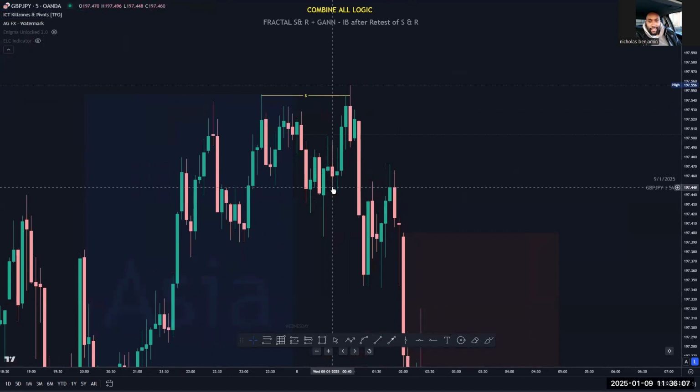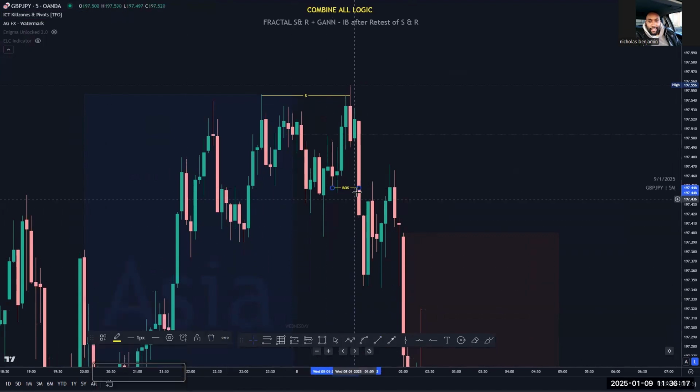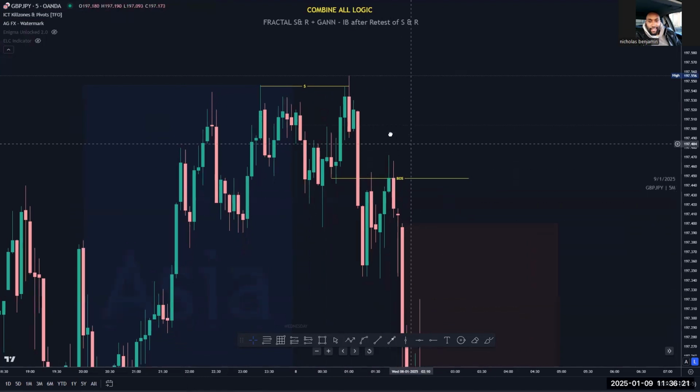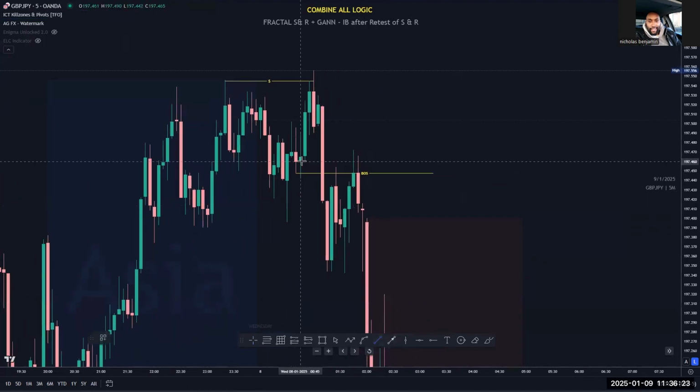This is the last bearish candle before they make this higher high. So as soon as this candle breaks it, this is going to become our break of structure, right? Break of structure. We're going to expand that because we want to see the price go above it and retest a fractal support or resistance.